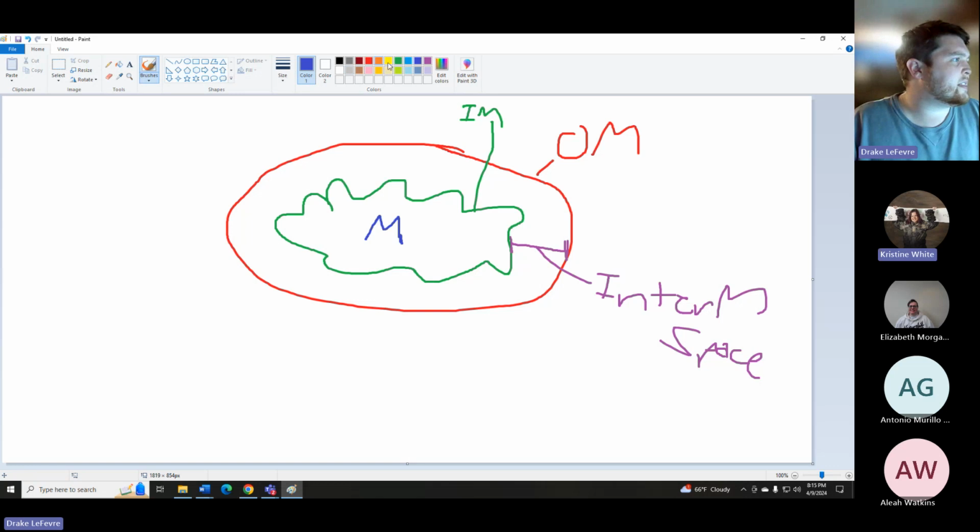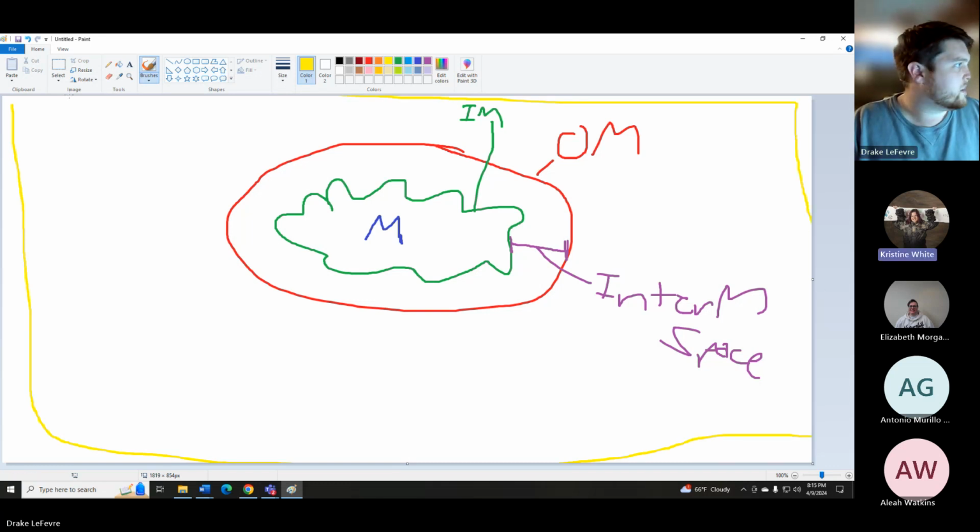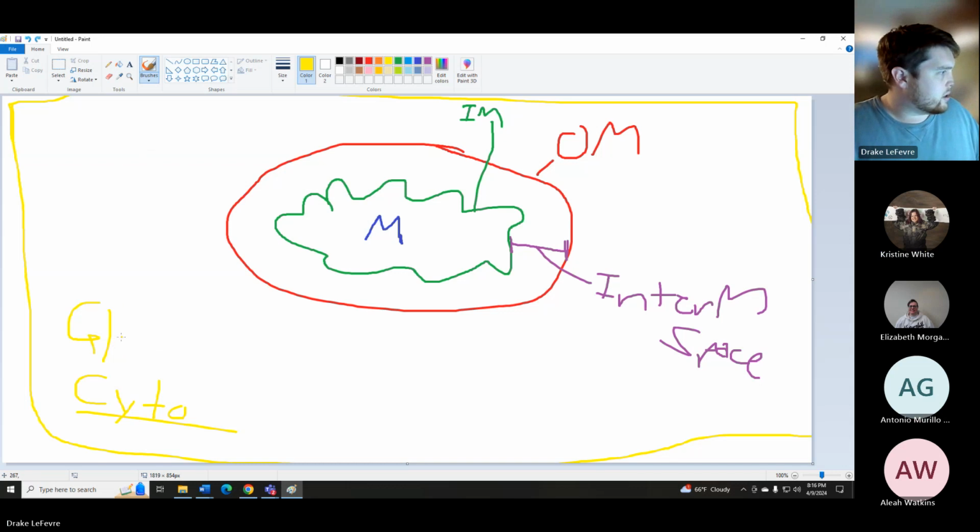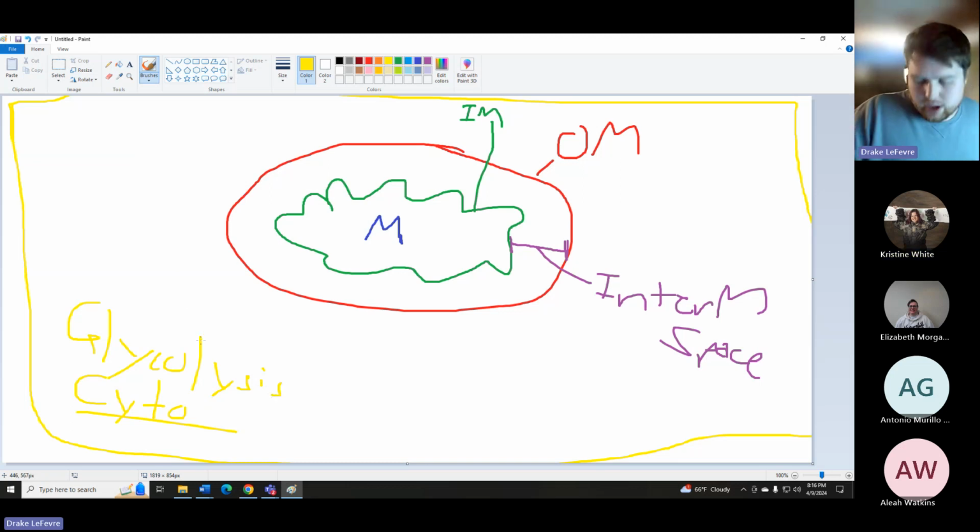First, let's take a step back and think outside of the mitochondria. There's all this jelly-like stuff in the cell. What's that called? Cytosol. Our cytosol. What reaction takes place in the cytosol? Glycolysis. Yeah, we have glycolysis here. What are our products of glycolysis? What do we get from glycolysis?